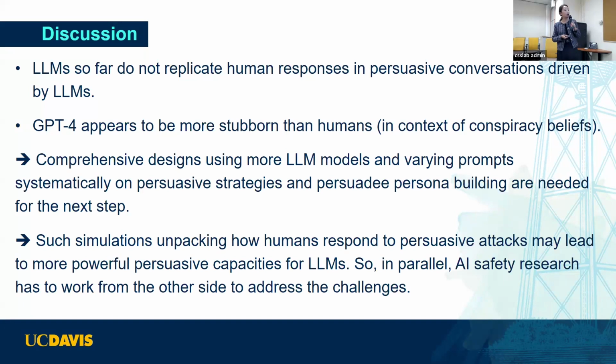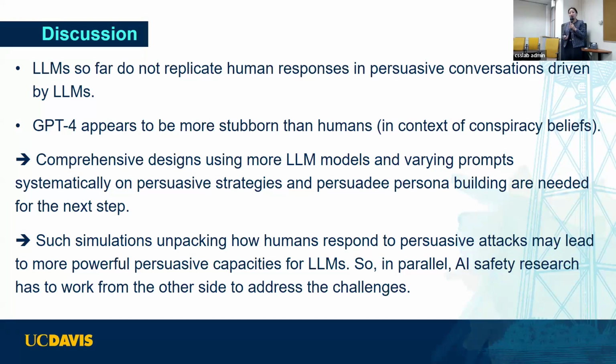And such simulations unpacking how humans respond to persuasive attacks may lead to more powerful persuasive capacities for LLMs. I'm fully aware that by engaging in research, we're also building and maybe informing the LLMs with more powerful persuasive capacities. And so in parallel, AI safety research has to work from the other side to address the challenges.